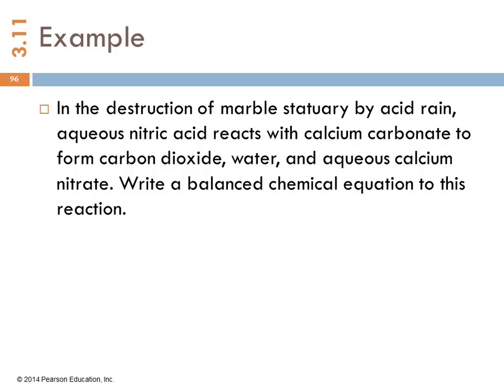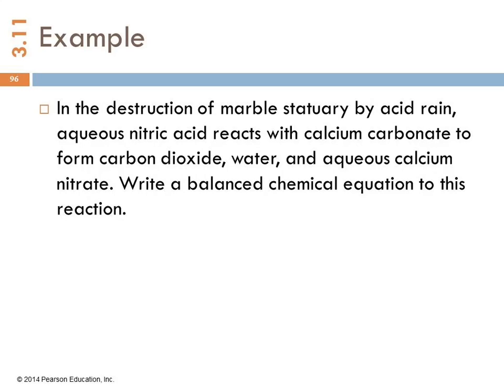Let's do another one. Remember that picture of that statue? We talked about acid rain. So here is what's happening: we've got aqueous nitric acid reacting with calcium carbonate to form carbon dioxide, water, and aqueous calcium nitrate. Write a balanced chemical equation.